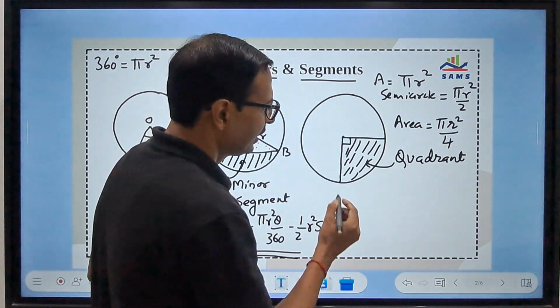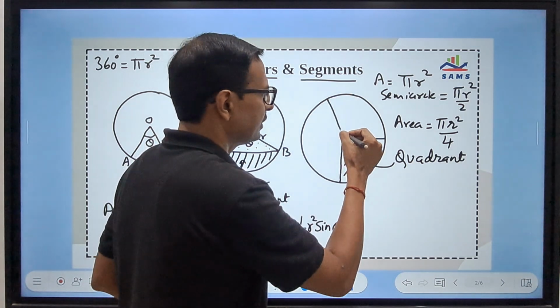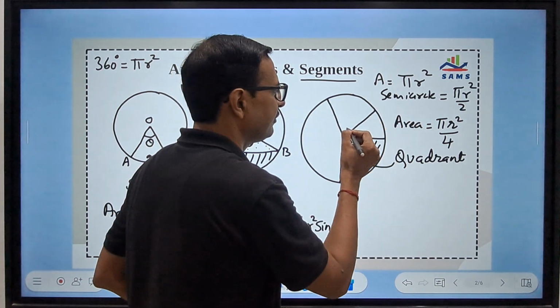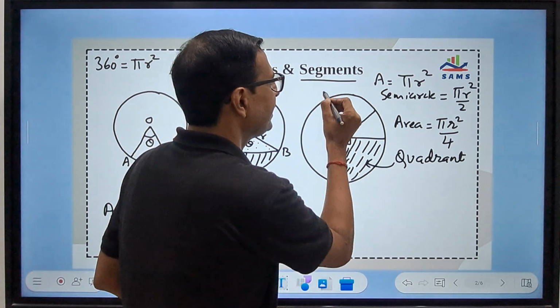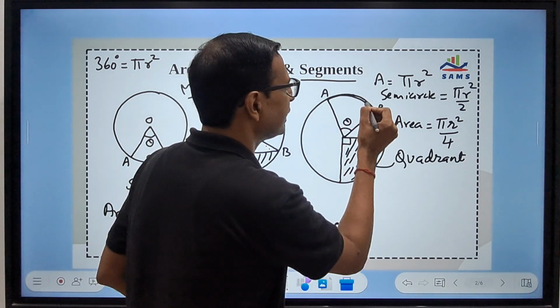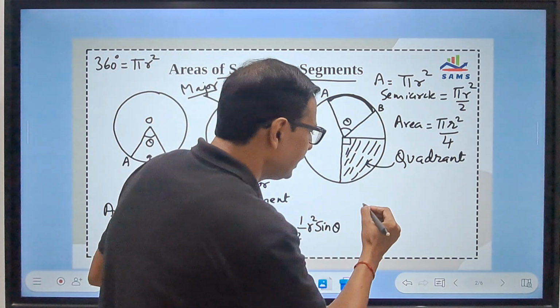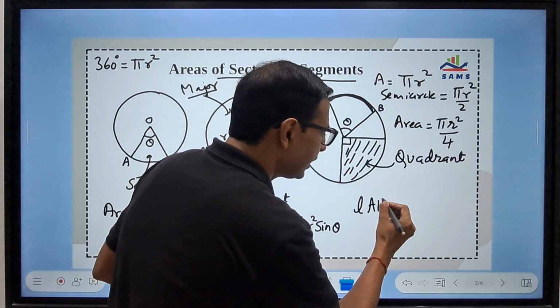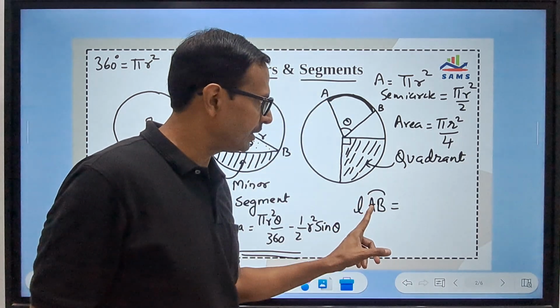There's one more thing. If you have a sector like this, which has a sector angle of theta, then we can actually find the length of this arc AB, from A to B, the one which I have darkened. This is called the length of arc AB. This is how you write it, length of arc AB.